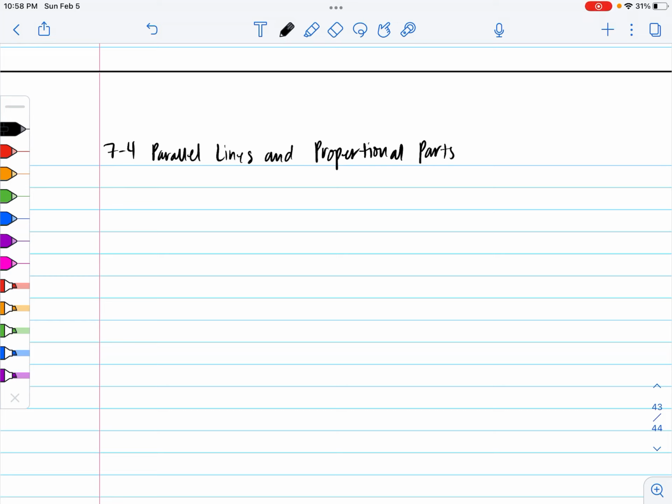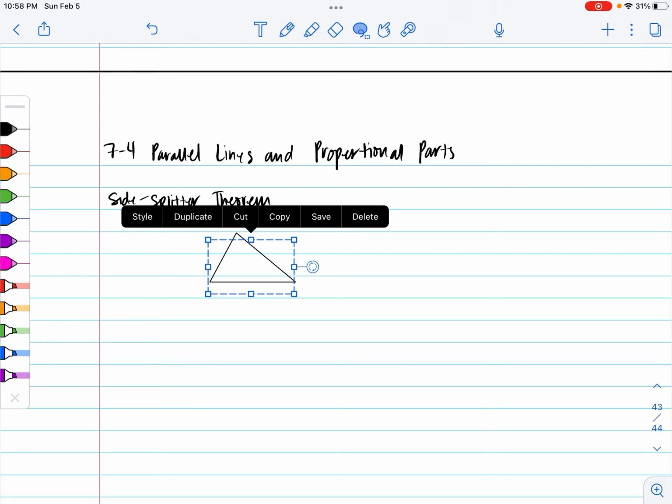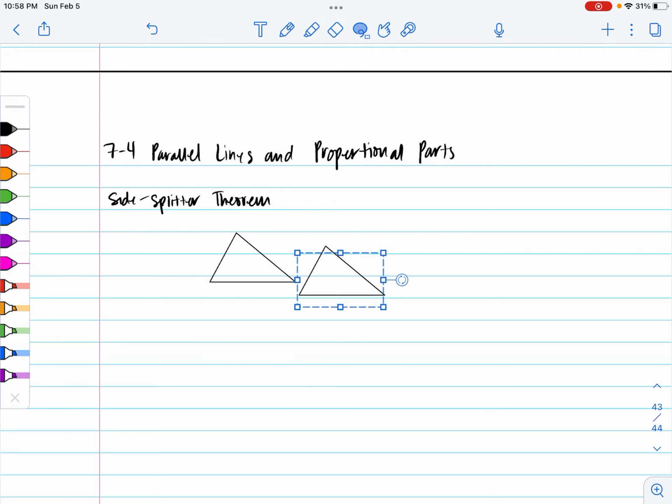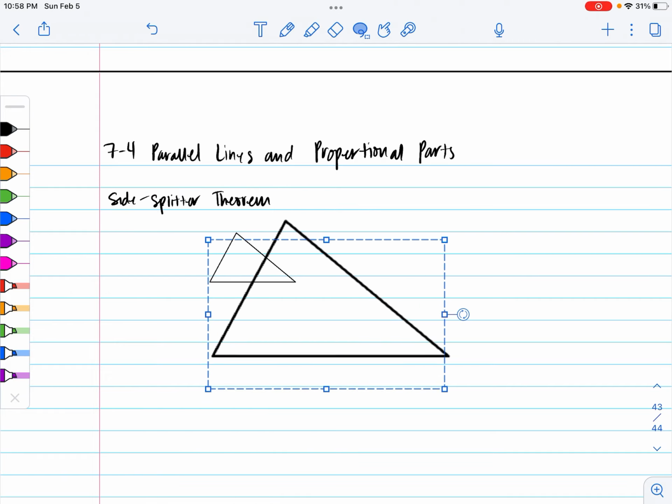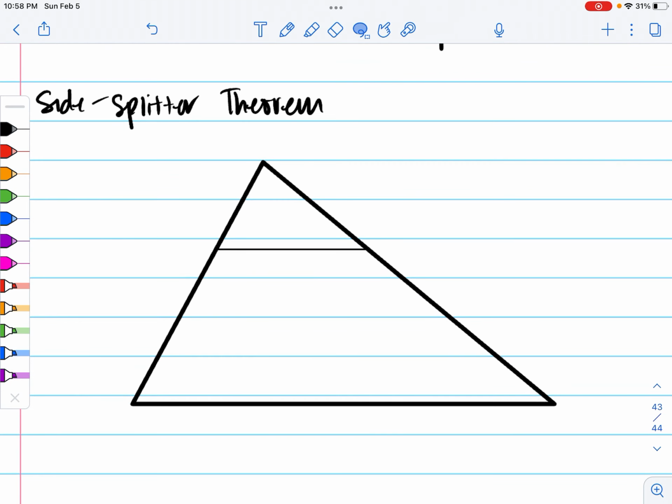Let's just jump straight into our example. When you have parallel lines, and specifically in polygons like triangles, this is what we call our side splitter theorem. If I were to draw a triangle, and then copied this triangle and pasted it, these would obviously be congruent. But what if I blew this triangle up and laid it right on top of the smaller triangle?